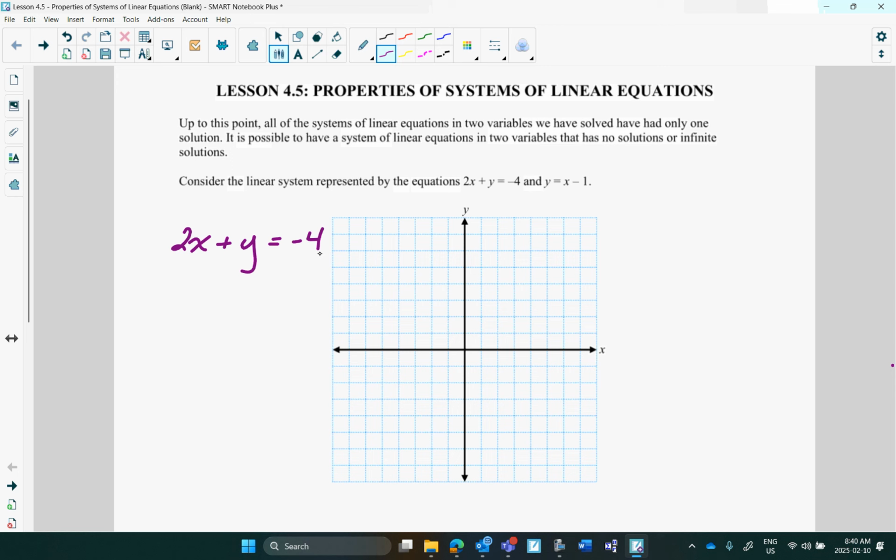What do I have to do to put it in slope intercept form? Is y by itself? So what do I have to do? I have to move the 2x over by subtracting 2x. That's correct. So y equals -2x. Write the x term first, then the number.